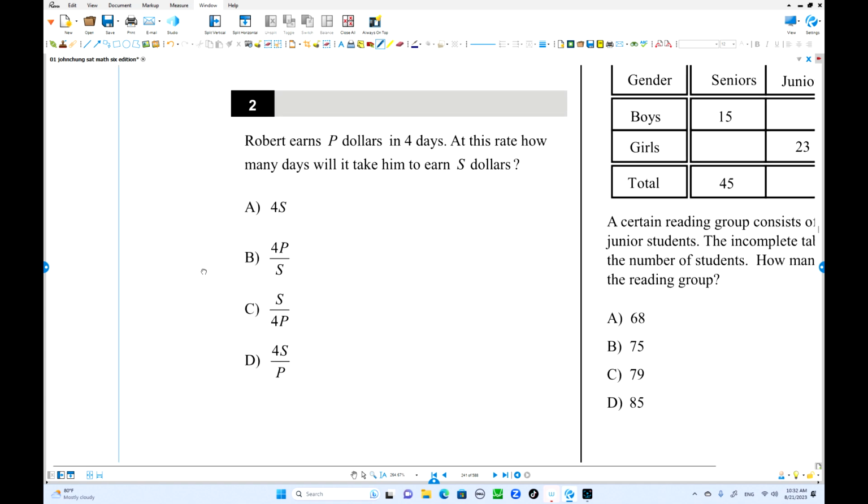Try number 2. Robert earns P dollars per day. This is the proportion, right? P dollars per day is the same rate. That is proportions. So P dollars per day, S dollars, how many days? Cross multiplication, okay? 4 times S divided by P is the value of X. Okay, so 4S over P is the answer.